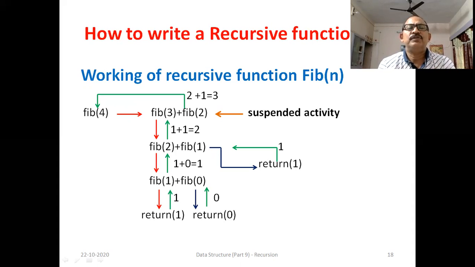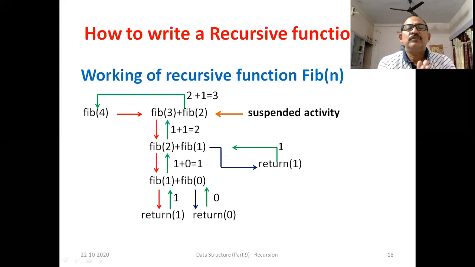Fib3 receives the value 2. Now what is the suspended activity? Fib2, and combining the solutions of two sub-problems. And we have already seen the value of fib2. The system calls the function fib2, and fib2 is again divided into two subparts, fib1 plus fib0. Fib1 returns the value 1, and fib0 receives the value 0. Therefore fib2 receives the value 1.